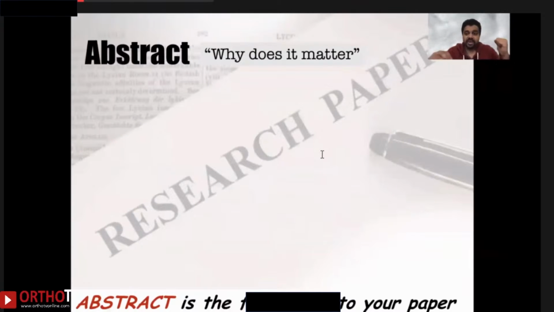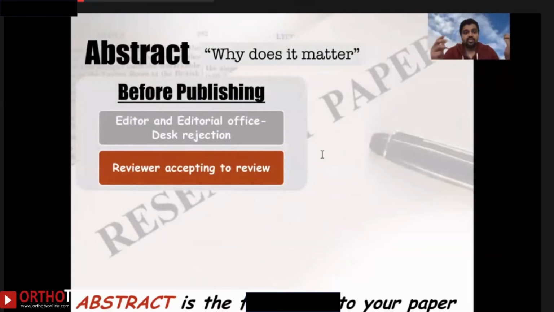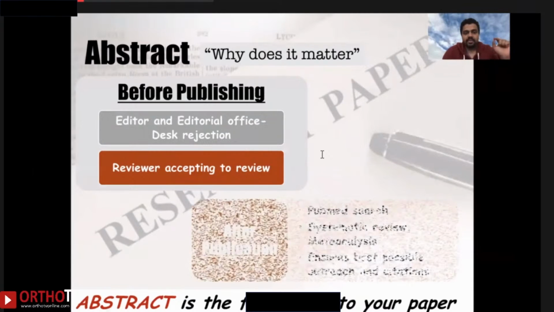So why does the abstract matter? For me, the abstract is the front door to your paper. It's important even before you publish, when you upload, because if you want to avoid desk rejection from the editorial office, your abstract should be good. Second, an editor sends it to some reviewer to accept. The reviewer first sees the abstract. Only if he finds it good, he will accept a review. So that's why it matters before publishing.